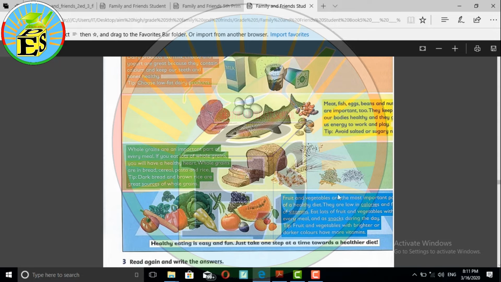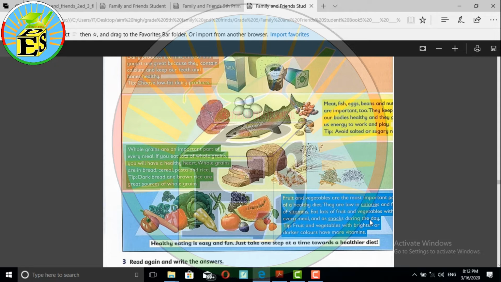Again, fruit and vegetables are the most important part of a healthy diet. They are low in calories and full of vitamins. Eat lots of fruit and vegetables with every meal and as snacks during the day. If you are hungry before lunch or dinner, you can take one apple or one orange. You can take a tomato, a cucumber, anything like this. Don't take chocolate, don't take biscuits, don't take any fast food, but try to take fruit or vegetables, because they are our main sources of vitamins.